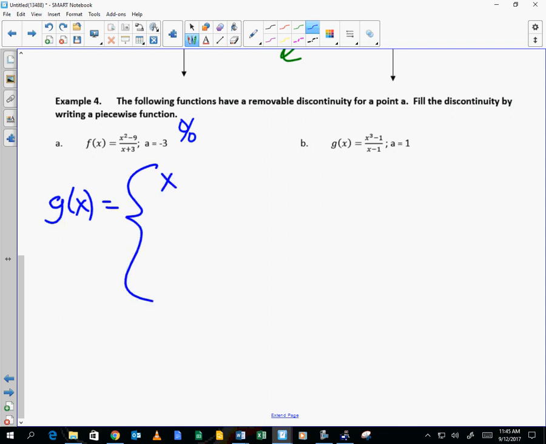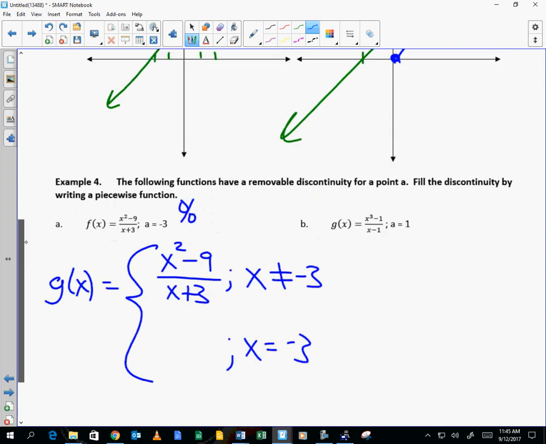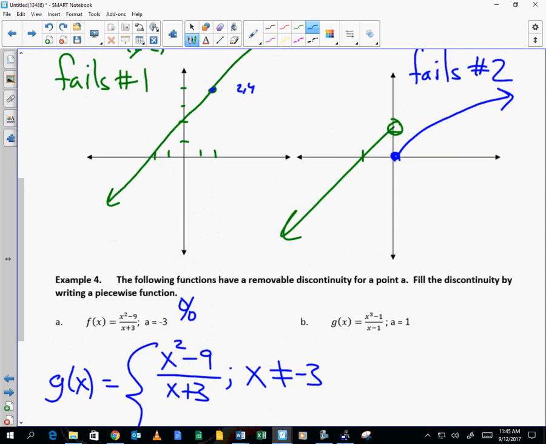And we're going to let g of x equal x squared minus 9 over x plus 3 for all x values other than -3. So we're okay to plug in any other number, right? But when x is -3, what should our y value be to fill that discontinuity? So that it's exactly what we did here, okay?